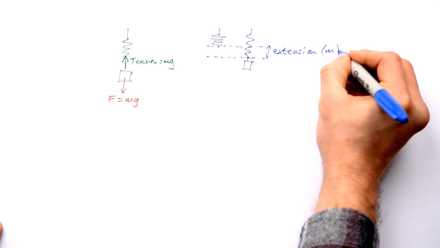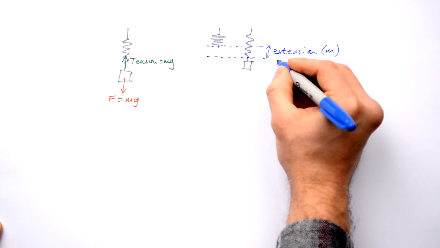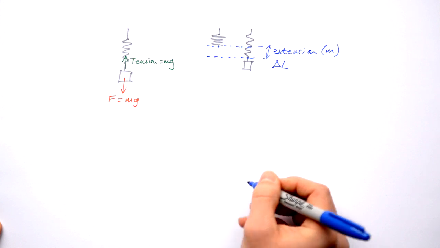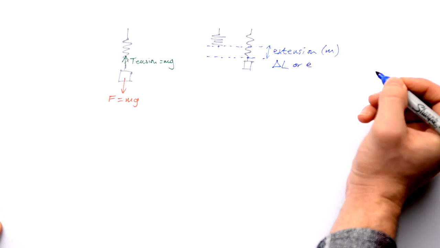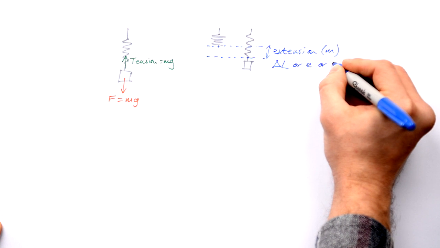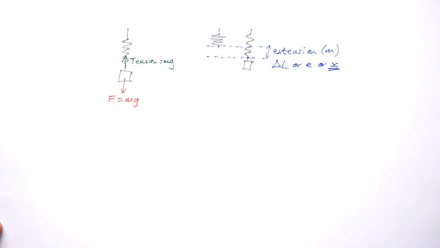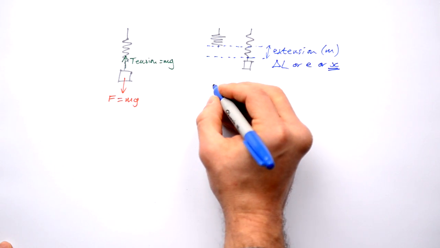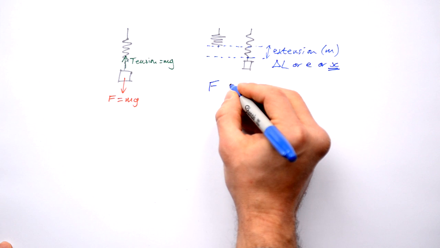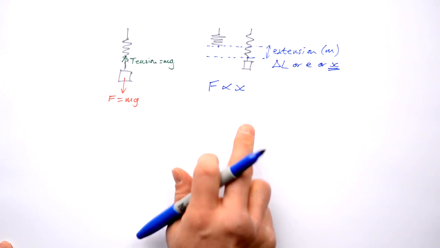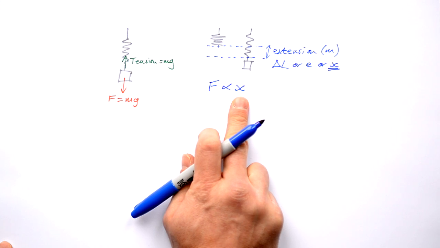Now this is measured in meters, and it's given the symbol delta L, or in other words, change in length of the spring. You might also see it written as E. You might even see it written as X. Personally, X is the one that I prefer for extension. Like we said, if you double the force, then you double the extension. So that must mean that force is proportional to extension. Don't forget that that could be delta L or it could be E.